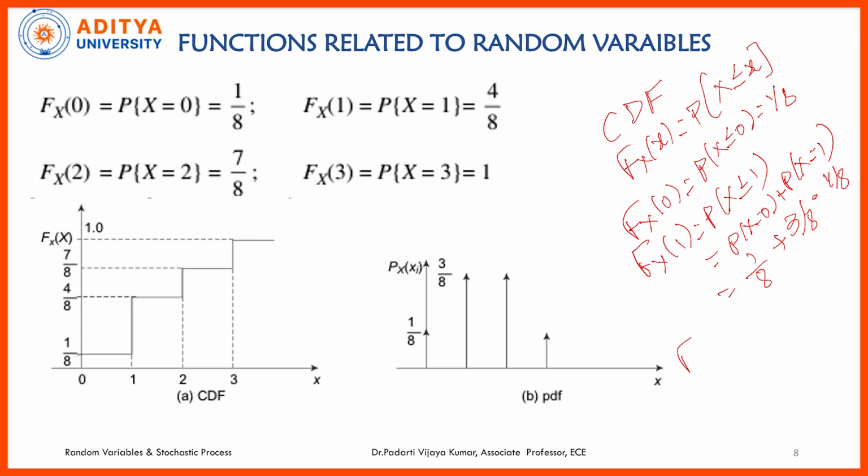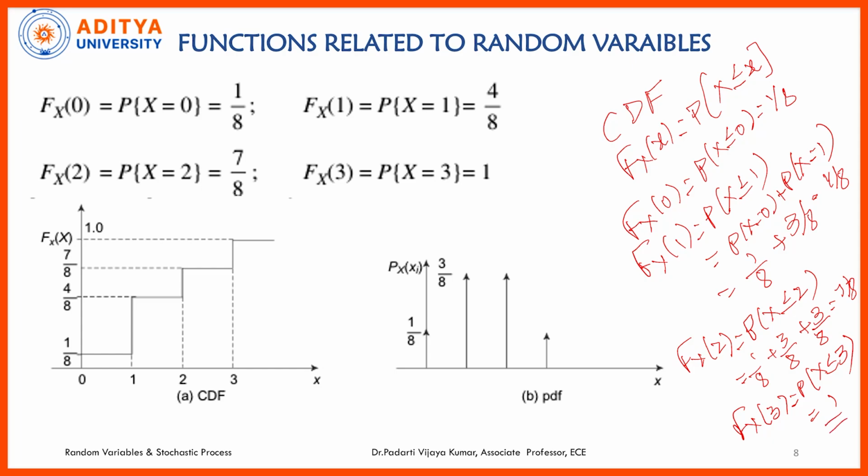In a similar manner, Fx of 2 is the probability of X less than or equal to 2, meaning 0, 1, 2. So 0 heads 1 by 8, 1 head 3 by 8, 2 heads 3 by 8, totally 7 by 8. And Fx of 3 is the probability of X less than or equal to 3. Summing all values will be equal to 1. So now we computed the distribution function.